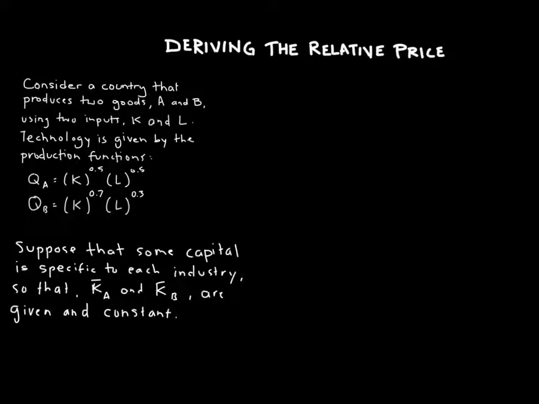Now, also suppose that some capital is specific to each industry, so that the KA and KB are given and constant. Because they are given and constant, we're going to add labor to each industry, and when you add a variable input to a fixed input, the production function will show that we have diminishing returns, so it has a very specific shape.